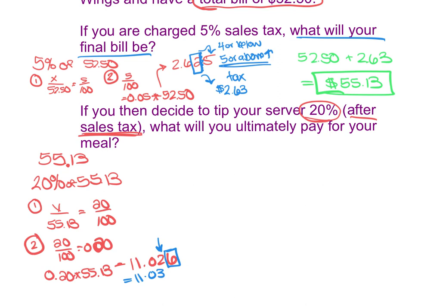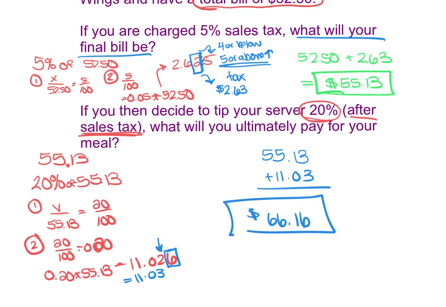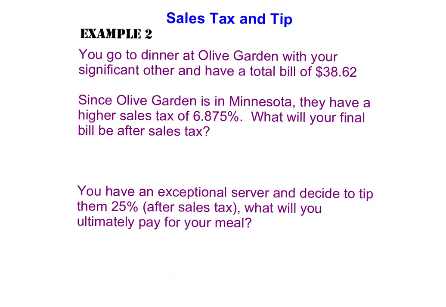$11.03. So what we ultimately pay for our meal is we take $55.13, which is our bill with tax. We're going to add on $11.03 for a total of $66.16. This will be what I pay in total after tip and tax are applied. So let's take a look at a second, slightly more complicated example here.